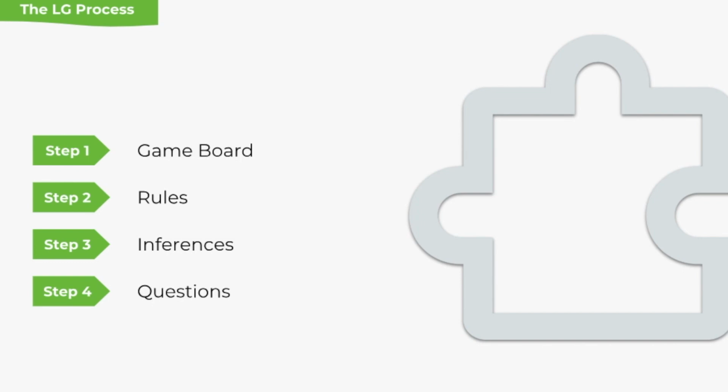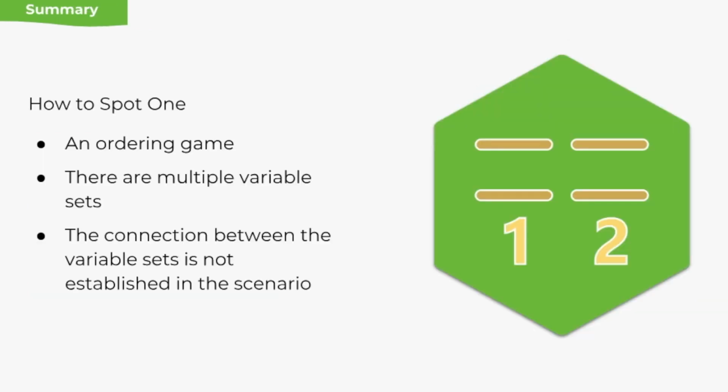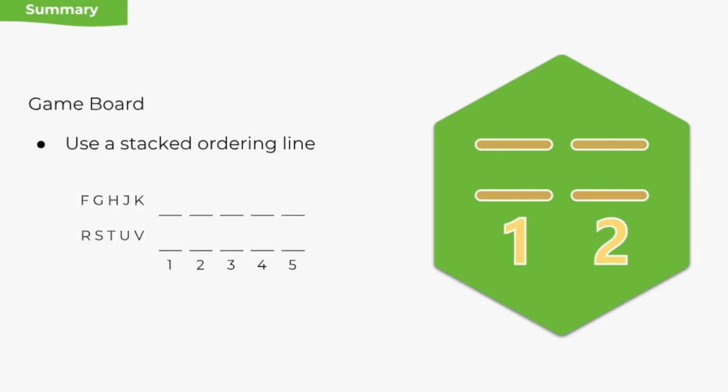So remember, the logic game process overall is first find the game board or create the game board. This is where the game types become helpful, because each game type has a different kind of game board. And then you want to notate the rules, and then make any inferences that follow from those rules. And then after you've had a chance to set the game up properly, look at the questions. So you spot a stacked ordering game when you're working on an ordering game, there are multiple variable sets, and the connection between the variable sets is not established at the beginning of the game.